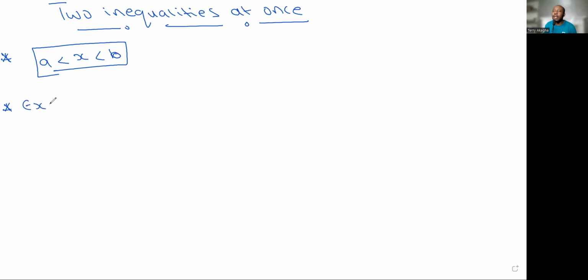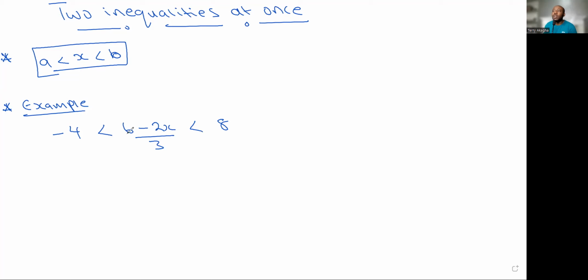So I'll pick an example that will bring everything I'm talking about to light. So let's say we have minus 4 is less than (6 minus 2x) divided by 3, less than 8. I'm solving for x.